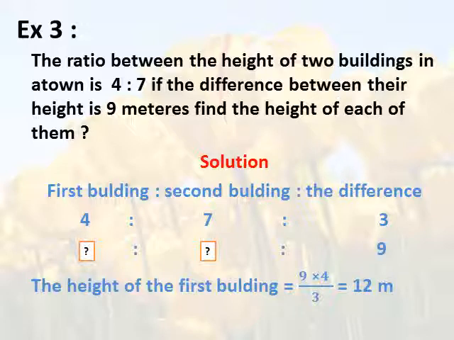Using cross multiplication, 4 times 9 over 3. 4 times 9 equals 36, over 3 equals 12 meters.